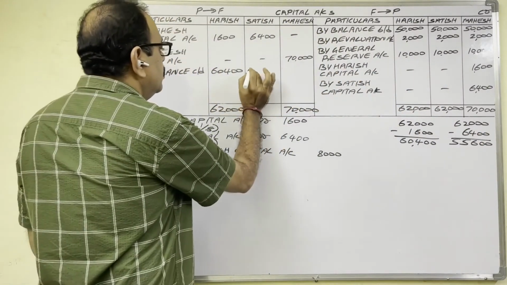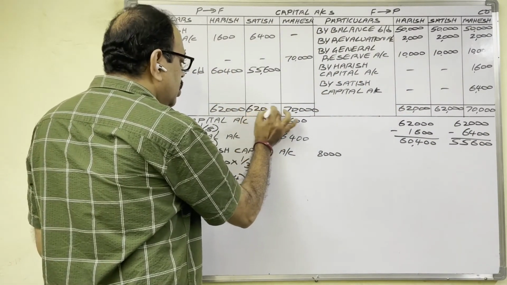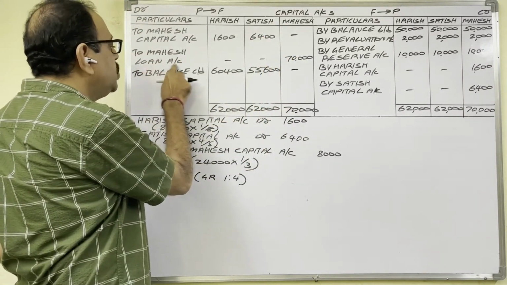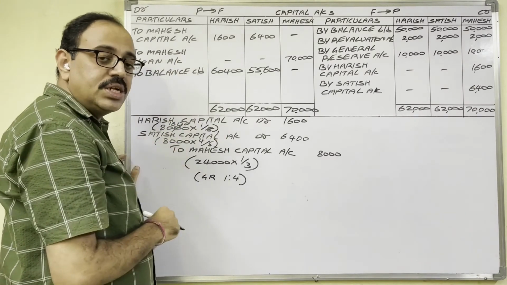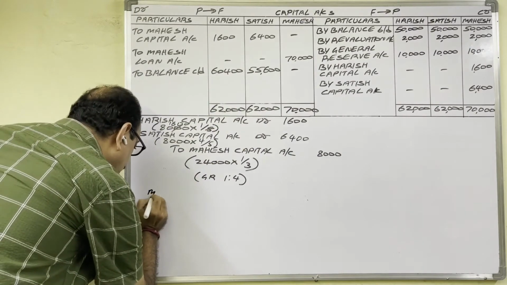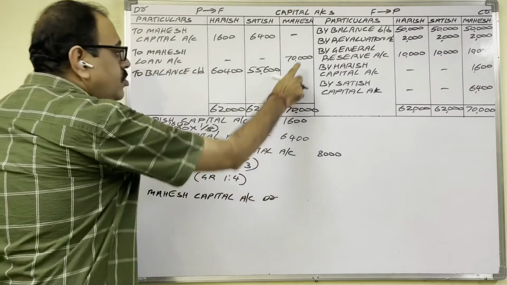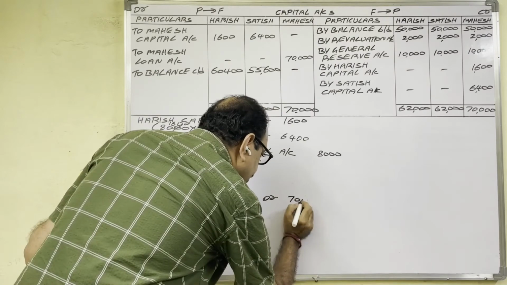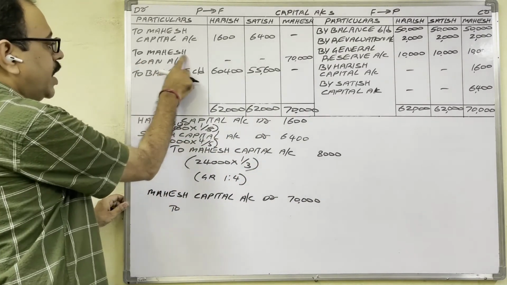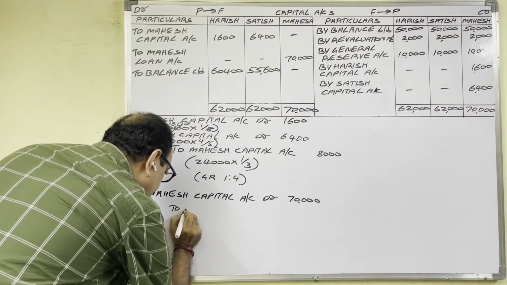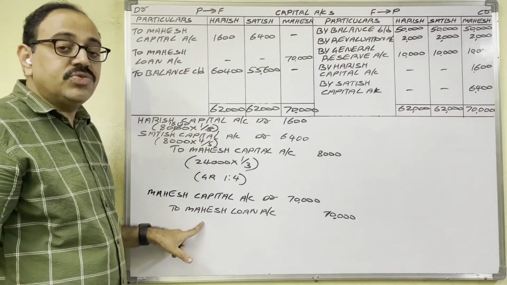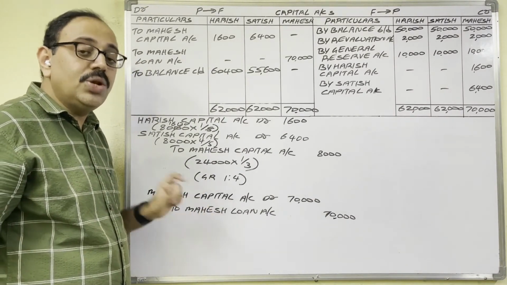55,600 rupees. Total 62,000 rupees. In Mahesh capital account, on the debit side we wrote Mahesh loan account. For this, what is the journal entry? Mahesh capital account we should debit, because on the debit side we posted the amount 70,000 rupees. In the particulars column we wrote Mahesh loan account, no? So write down that 70,000 rupees. So this is the entry for transferring the retiring partner's due amount to his loan account.